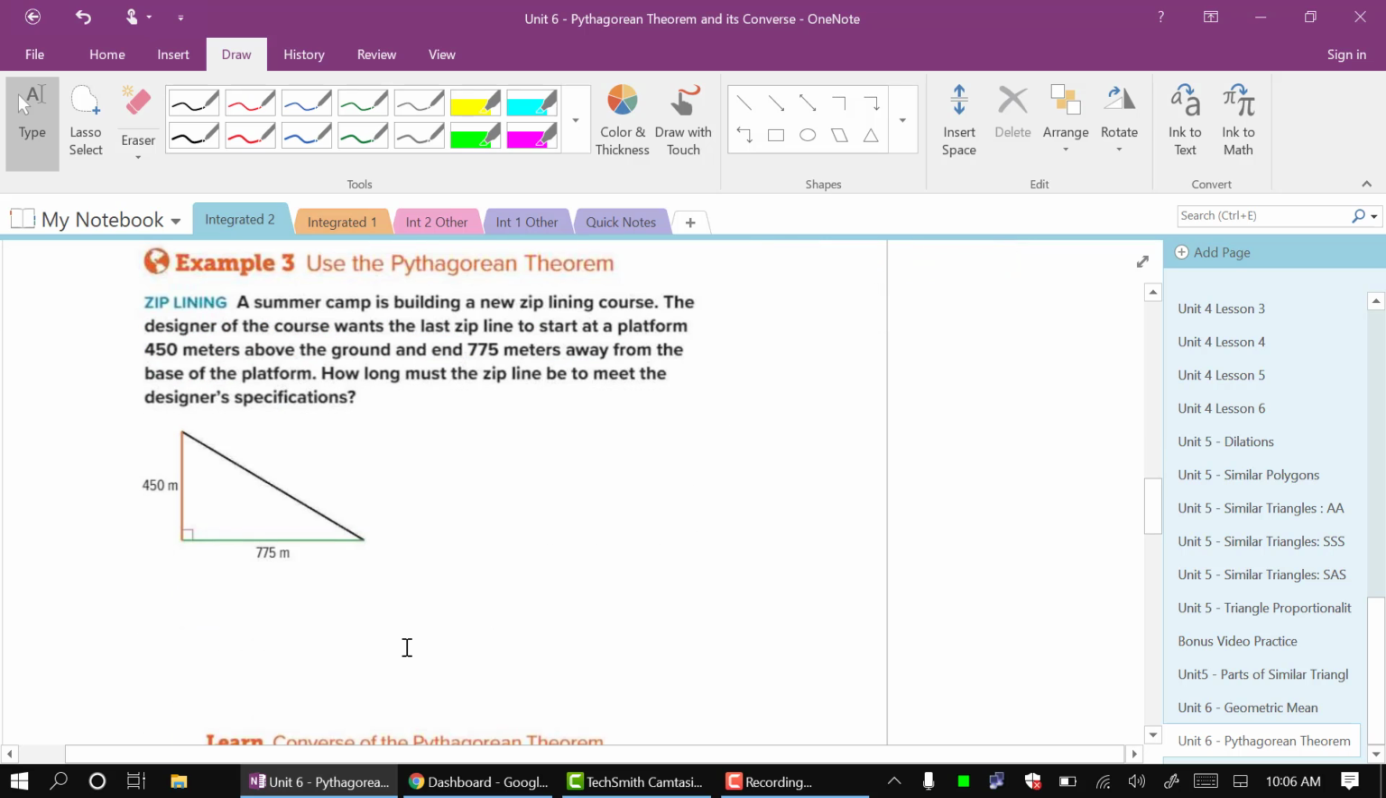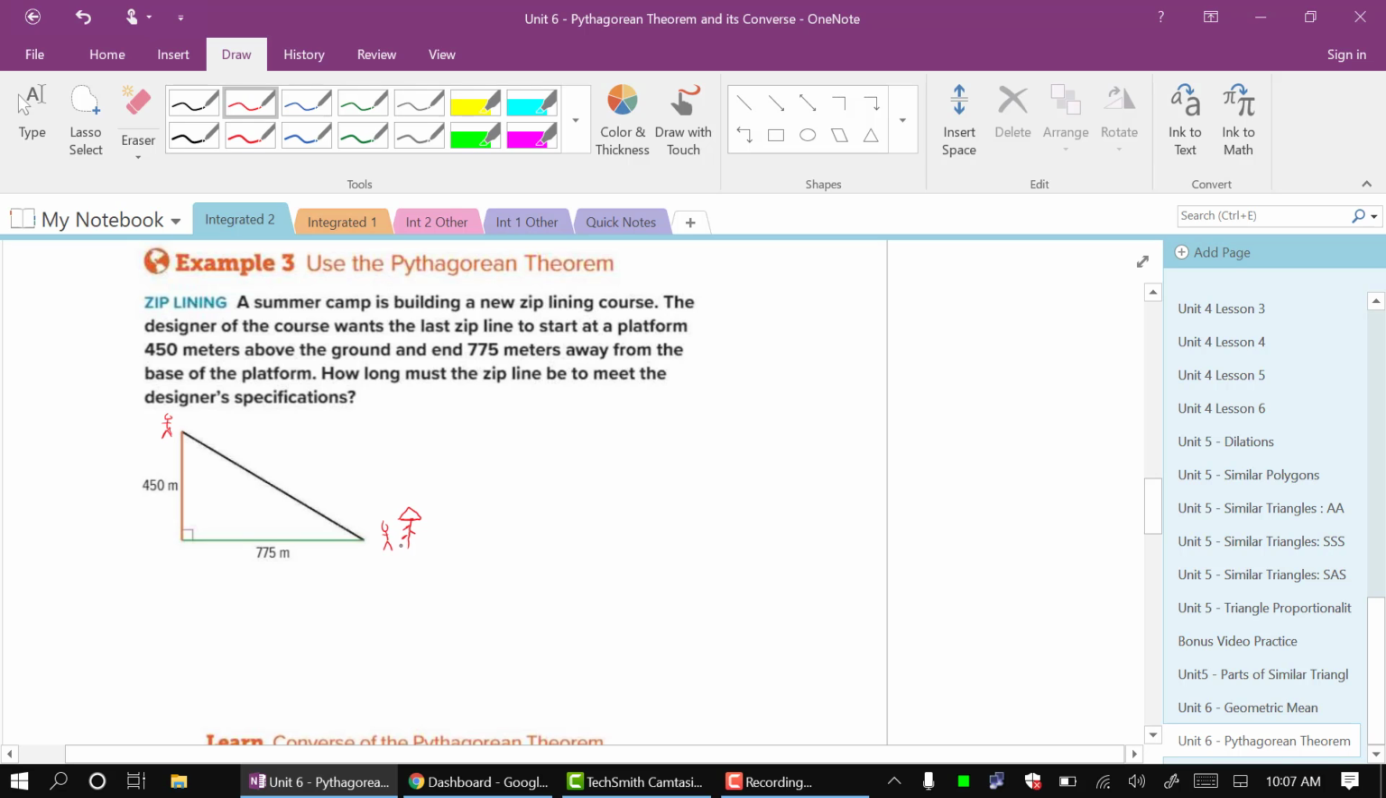So a summer camp is building a new zip line course. The design of the course wants the last zip line to start at the platform, which is 450 meters above the ground, and end 775 meters away. So we're going to start up at a height of 415 meters. So here I am. I'm on my little zip line. I'm going to take my zip line down, and by the time I get down to the bottom, so I'm at the bottom. Here's a nice little tree.